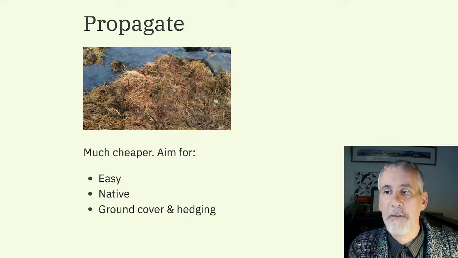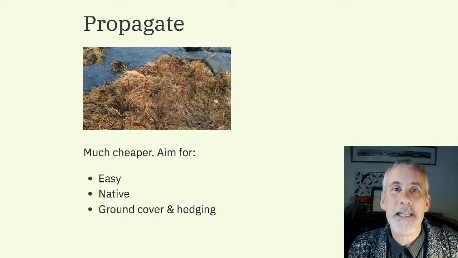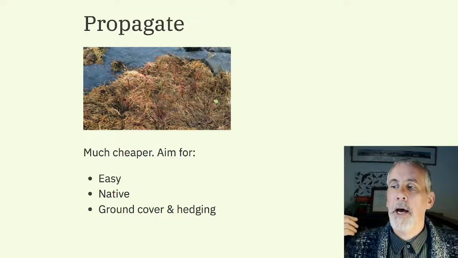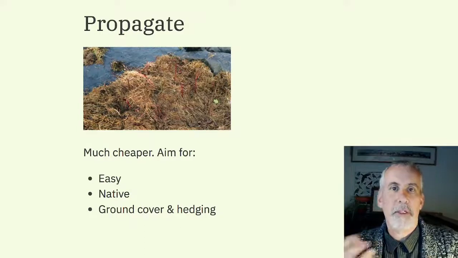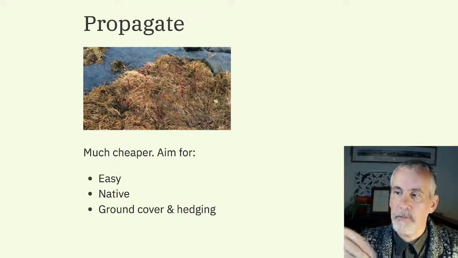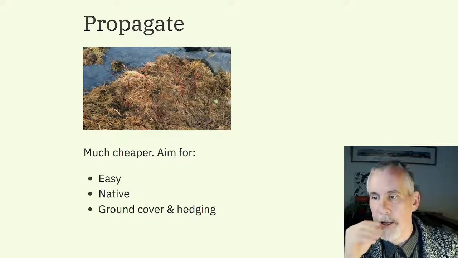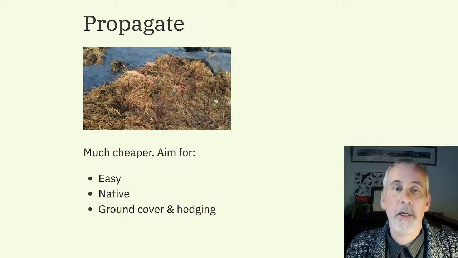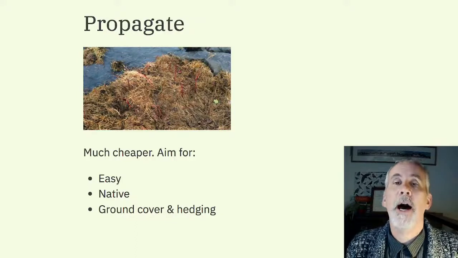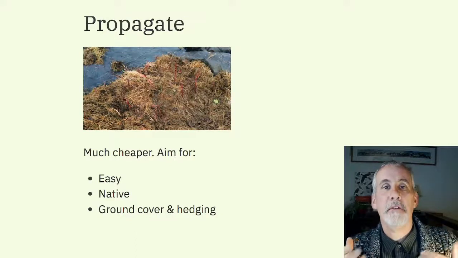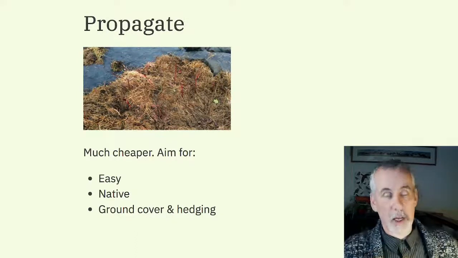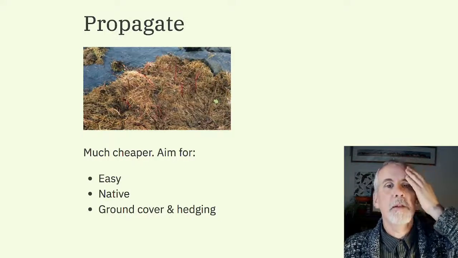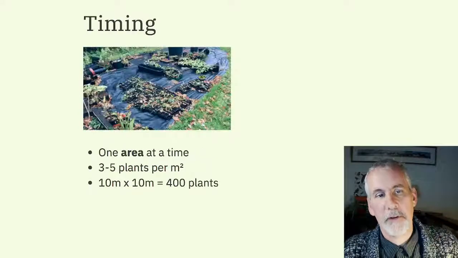So what you really want to aim for are the plants that are easily propagated, like strawberries and different types of raspberry, and comfreys and stuff that will take easily from cuttings and from runners, and mint and that kind of thing. Native plants, because I always think you should be growing native plants where possible in a forest garden. And then you want to grow plants for ground cover and hedging, because this is a ground cover. You'll be amazed at how many plants you actually need for the ground cover. Hedging less so, but ground cover definitely.